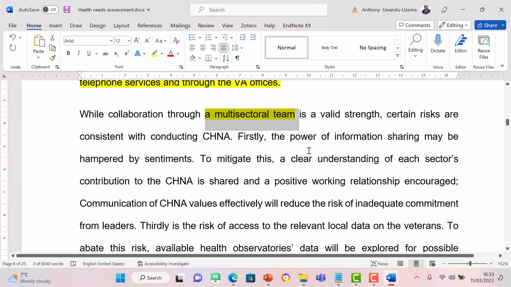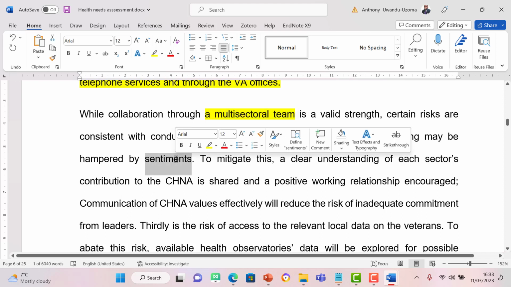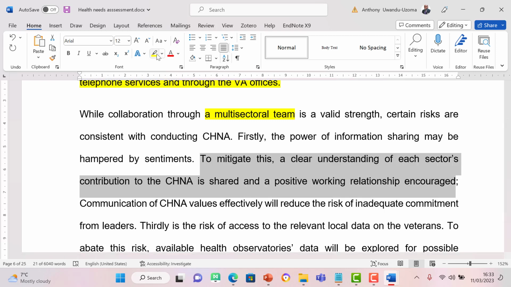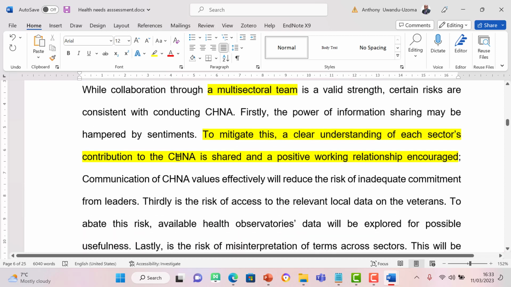So you can see here the first advantage is the power of information sharing, but the disadvantage is what? It can be hampered by sentiments. And then what does the author plan to do to mitigate this? A clear understanding of each sector's contribution to the community health assessment is shared. So that means what? To encourage what? Good communication skills, right?